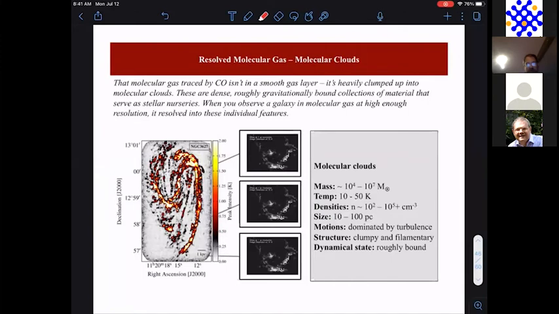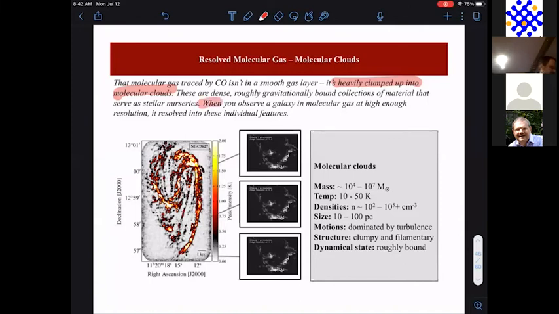The last bit of structure that I wanted to show you was just to emphasize that the molecular gas layer, which is showing up as having some full width half max and some radial distribution, might give you the impression that it's smooth. It's not. Nothing could be further from the truth. The molecular gas traced by CO, or whatever your favorite tracer is, is heavily clumped up into molecular clouds. These are dense, roughly gravitationally bound collections of material that essentially act as stellar nurseries in most galaxies.